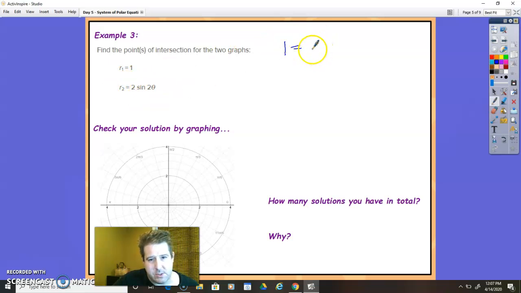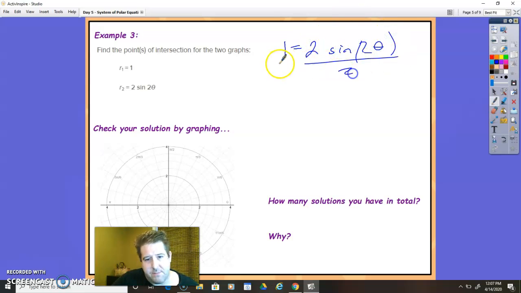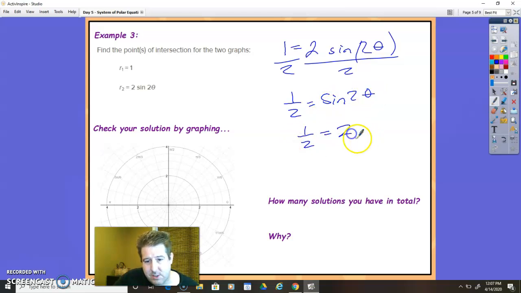This is the double angle question. So 2 sine of double angle. So I guess it depends on how you do it. So the first thing you would do is divide both sides by 2. You get 1/2, then sine of double angle. Now there's a couple ways you can go about doing this. You can just kind of look it up because we didn't memorize all the formulas. So you remember sine of double angle is the same thing as 2 sine of theta cosine of theta.